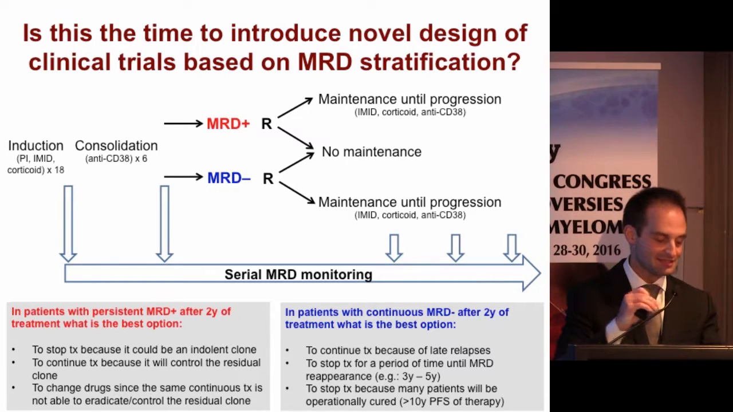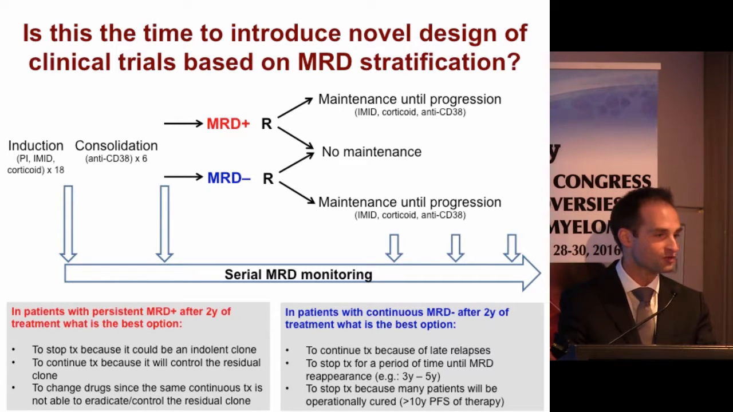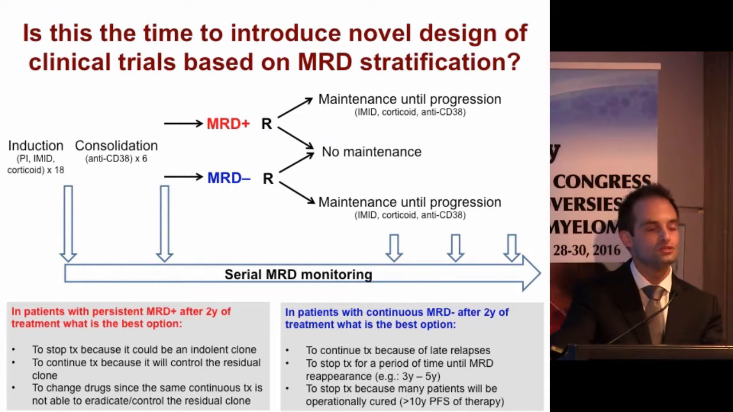And in fact, the sentences in this slide are not statements, they are questions for you and for the discussion. What to do in patients with persistent MRD positivity after 2 years of state-of-the-art therapy in 2016? To stop treatment because it could be an indolent clone, to continue because it will control the residual clone, or to change drugs because the same cannot eradicate nor control the persistent MRD.